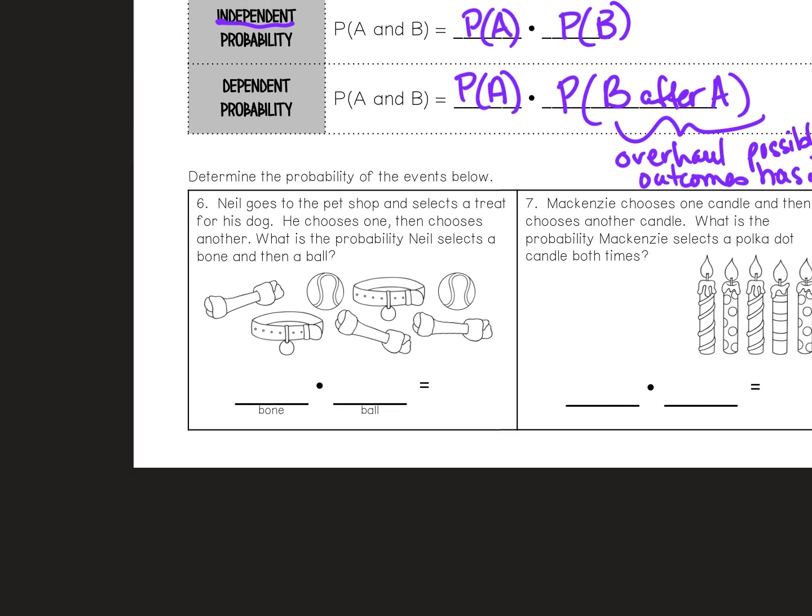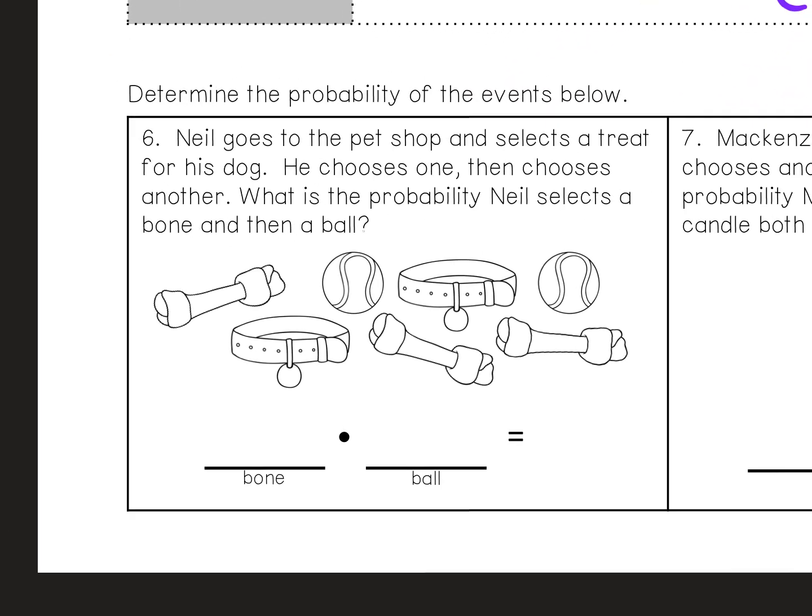So let's look at some of these. These are some similar ones we looked at before when we had replacement. So this is going to be different because now it's dependent. Neil goes to the pet shop, selects a treat for his dog. How many are possible? 1, 2, 3, 4, 5, 6, 7 possible items. Well, he chooses one and then he chooses the other. Okay, he took one out, it was gone. Now there's a different outcome possibility because there's one less toy.